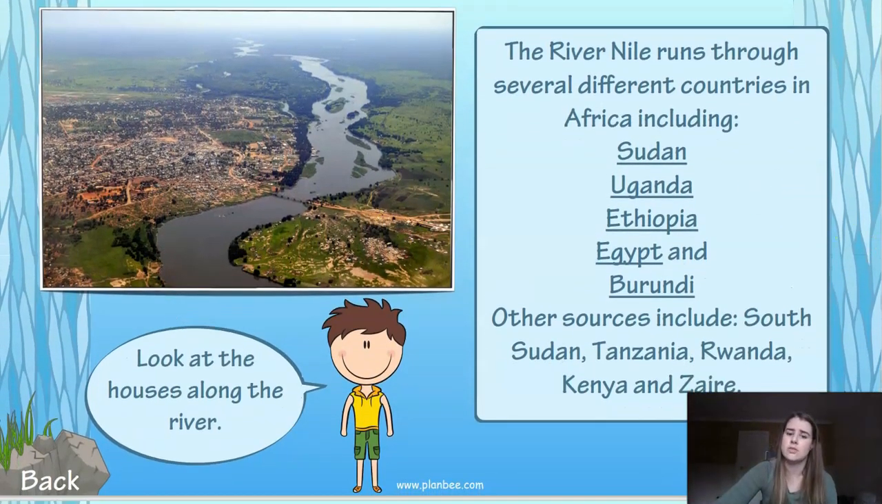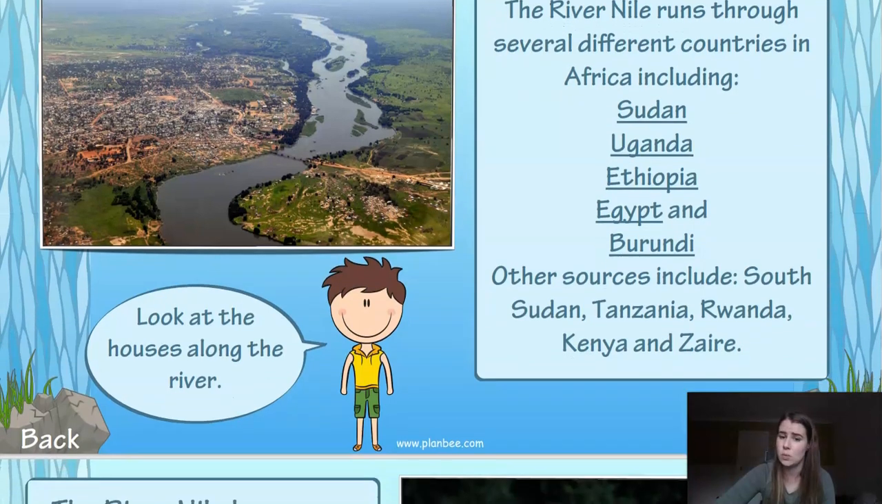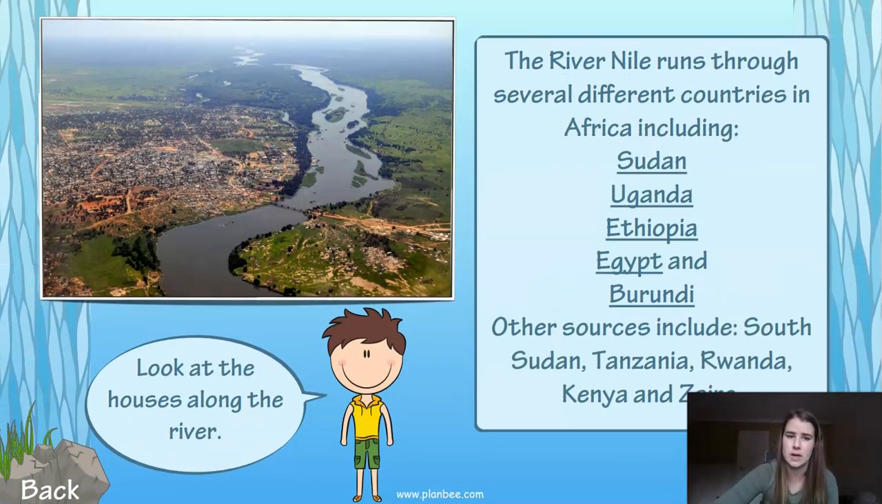So the River Nile actually runs through several different countries. As you could see from the map beforehand, it almost starts from the north of Africa and works its way down south, and obviously it spreads off in different directions. So it goes to different countries. It goes to Sudan, Uganda, Ethiopia, Egypt, and Burundi. Now, other sources of the River Nile, where you've got branches that lead off in different directions, include going to South Sudan, Tanzania, Rwanda, Kenya, and Zaire. Okay.